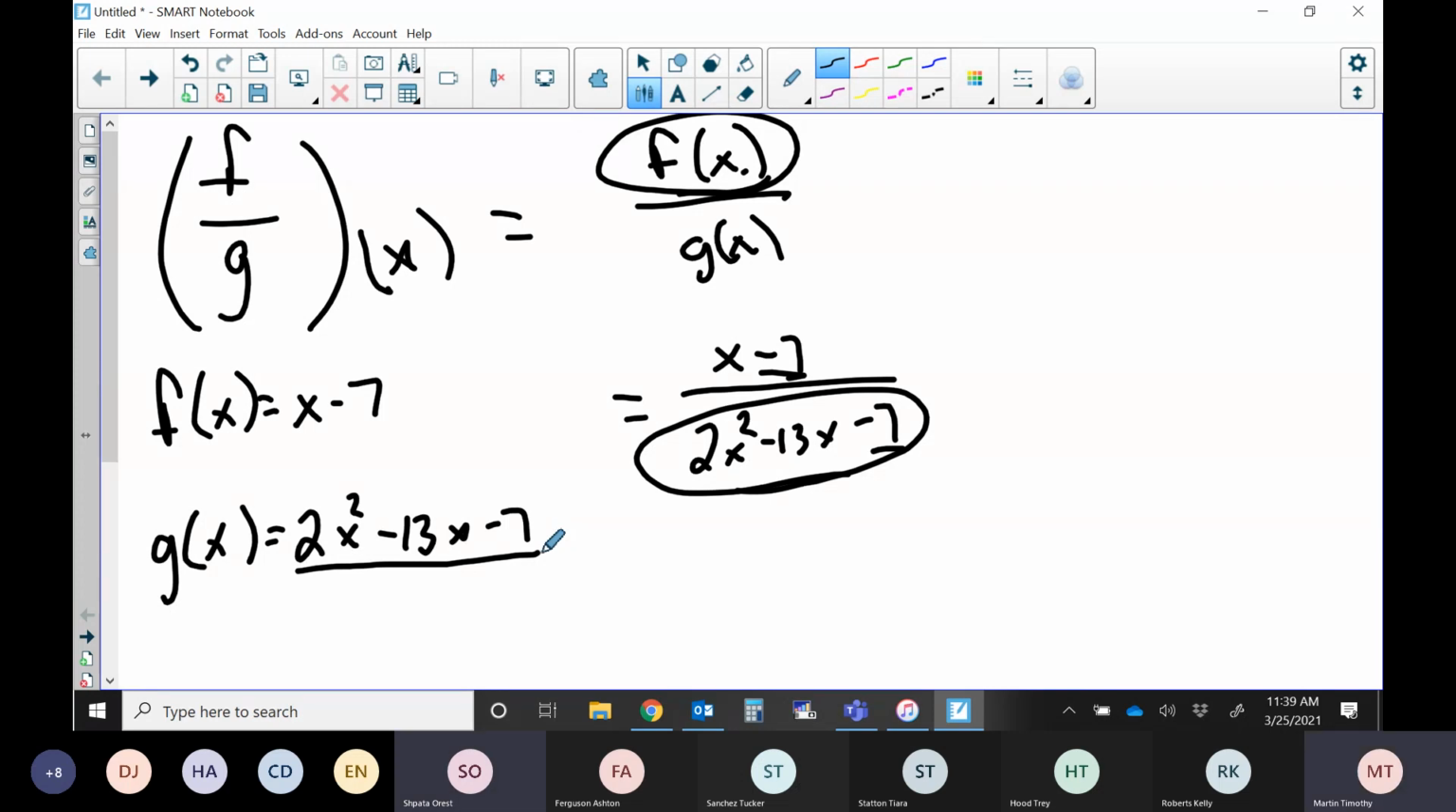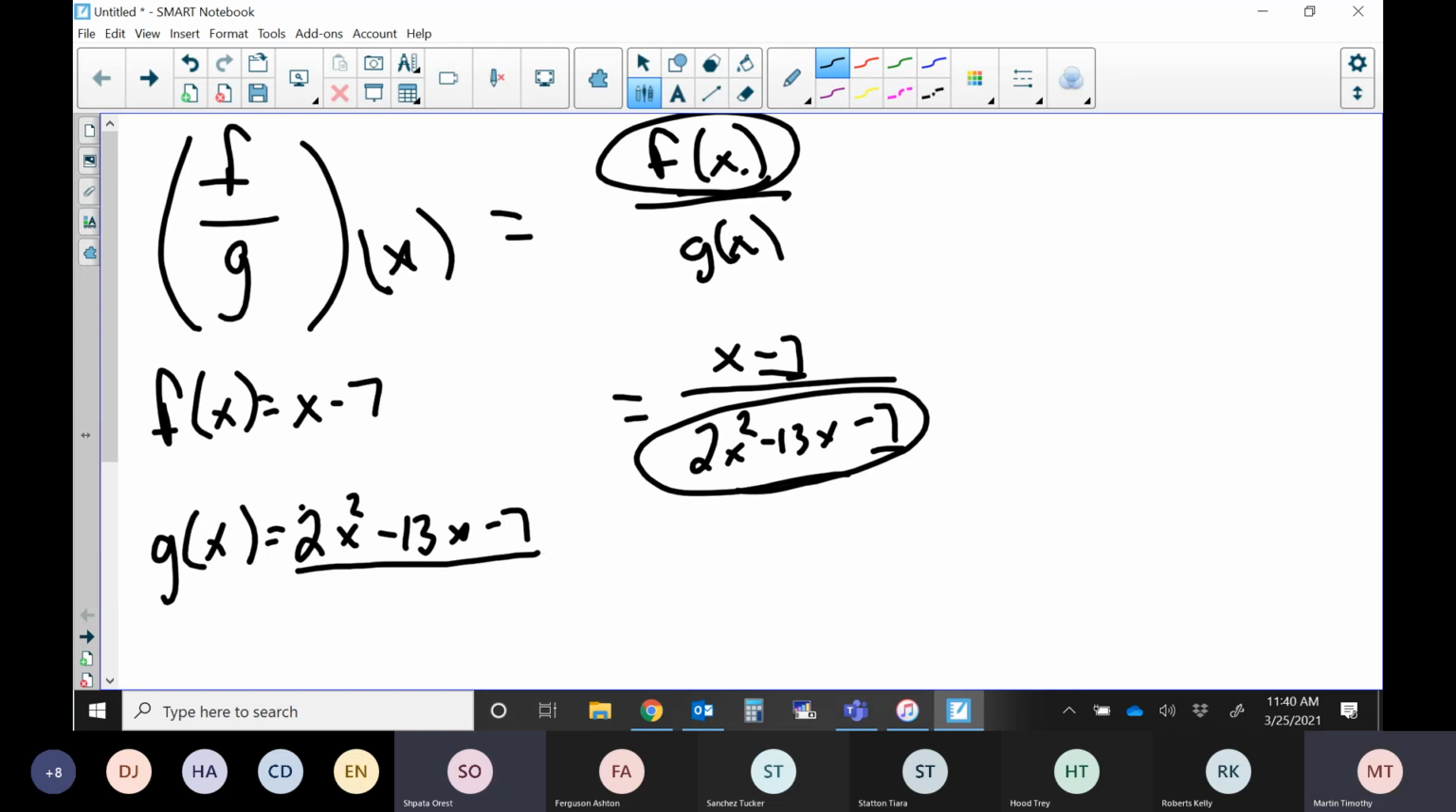Is it 2x minus 7 and x plus 1? Nope. What'd you get, Kelly? 2x plus 1 and x minus 7. Yes. Oh, okay. So when I divide the 14 by 2, I put a 2 in front of the x, but I forgot that.